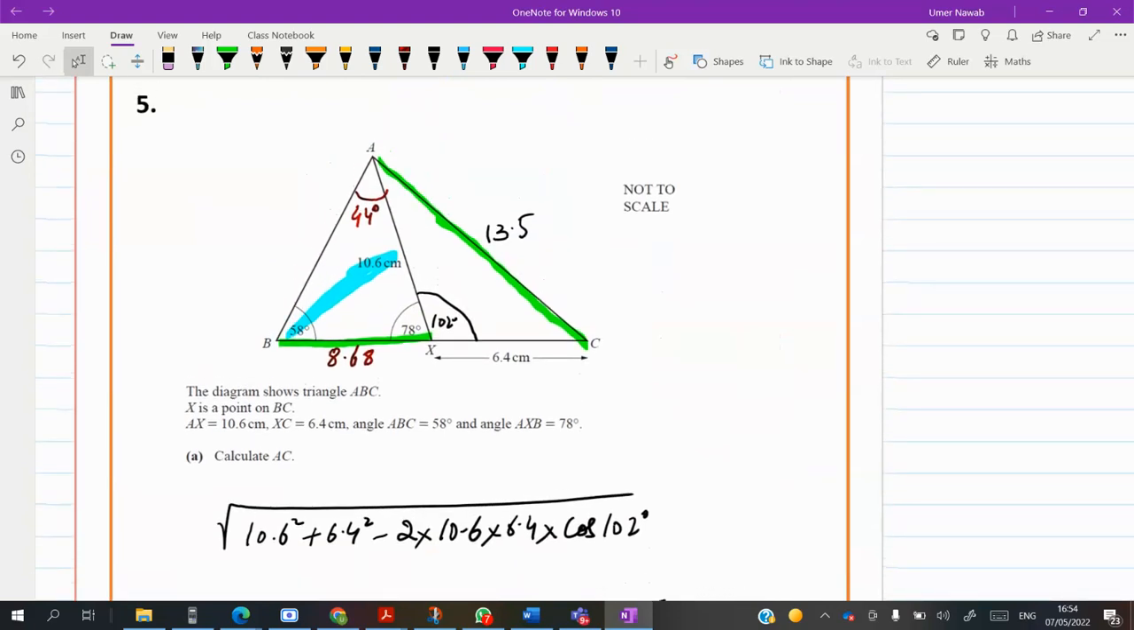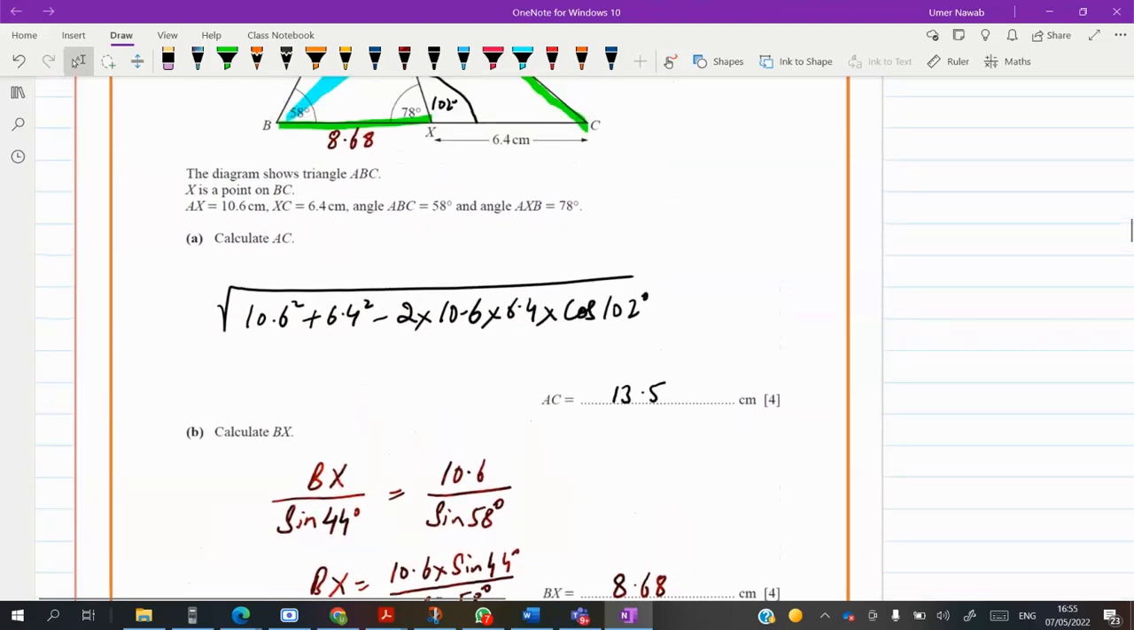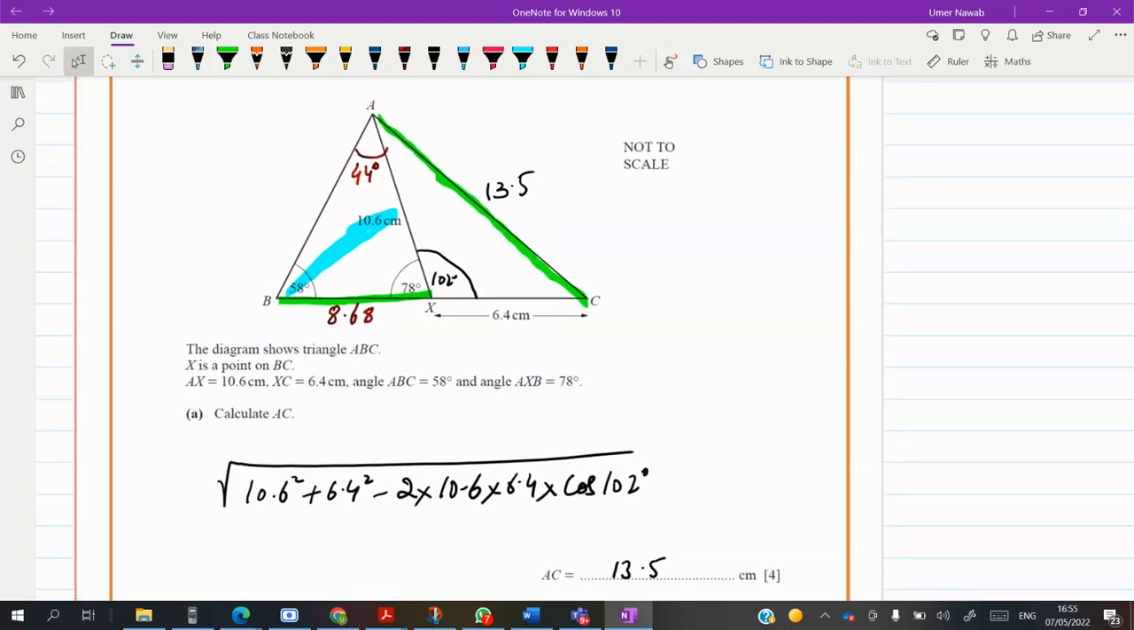Hmm. Can we find the two areas and then we add them together? I think ABX triangle is not a big deal. Do we have AX side? AX is 10.6. Yeah. I think it's better to find the two areas separately.